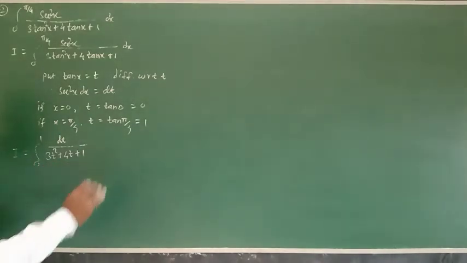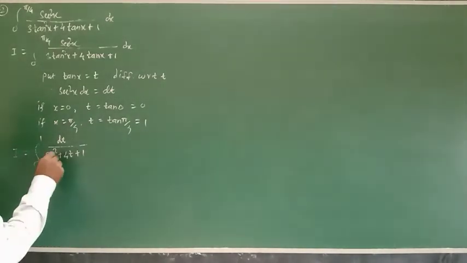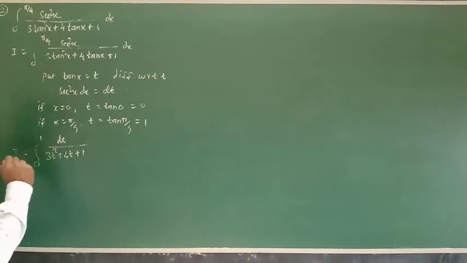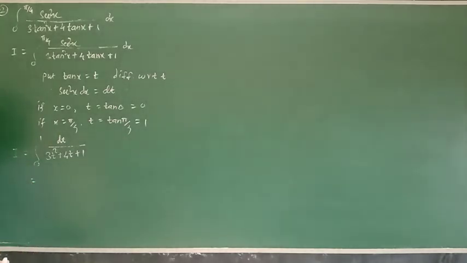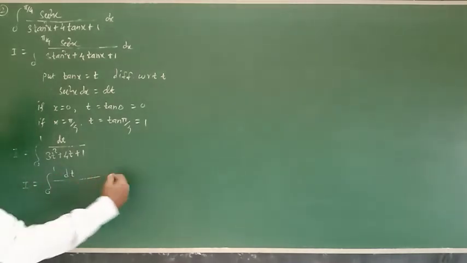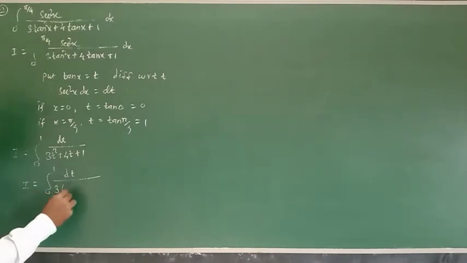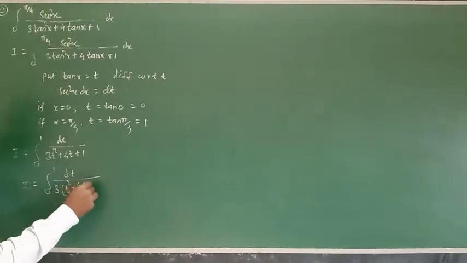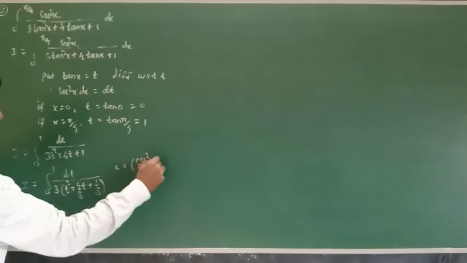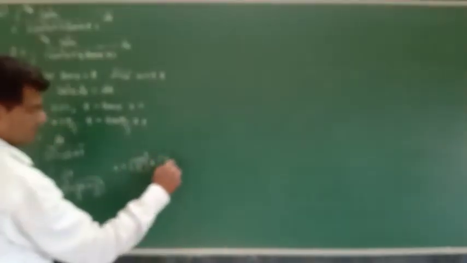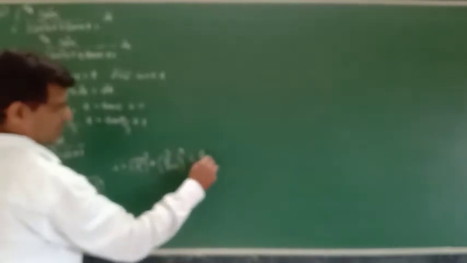So this is a quadratic integral. So first we can take 3 common from the denominator, or you can use partial fractions to evaluate the integral. So I is equal to 0 to 1 dt, and I take 3 common from the denominator: 3 into t square plus 4 by 3t plus 1 by 3. So last term is equal to the middle term upon 2, whole square. Middle term is 4 by 3, upon 2, so 2 by 3 square is 4 by 9.